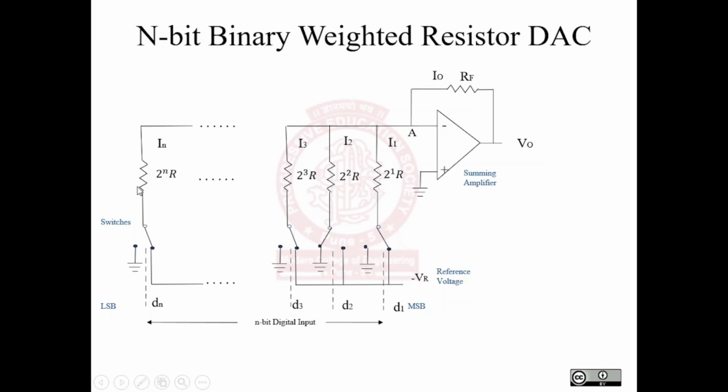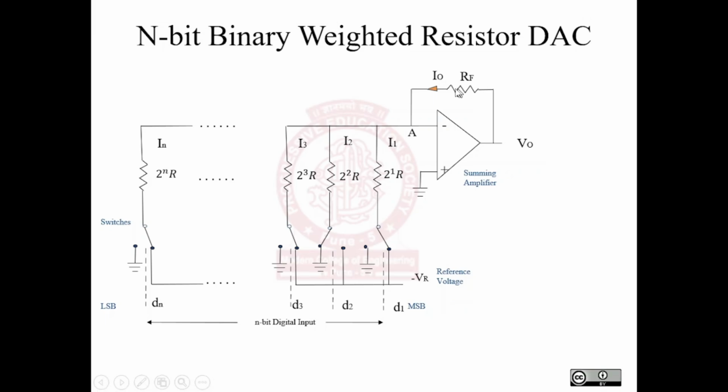Now these resistors are the weighted resistors. If you observe carefully, each resistor has a weight. That is, this resistor has 2 raised to 1, this resistor has 2 raised to 2, this resistor has 2 raised to 3, so on up to 2 raised to n, times R. The other point of the resistor is connected to the inverting terminal of the inverting summing amplifier. This is an inverting amplifier if you observe. Then here we have RF, the feedback resistor. The output is nothing but the analog output signal. So this is the circuit diagram for an n-bit weighted resistor DAC.